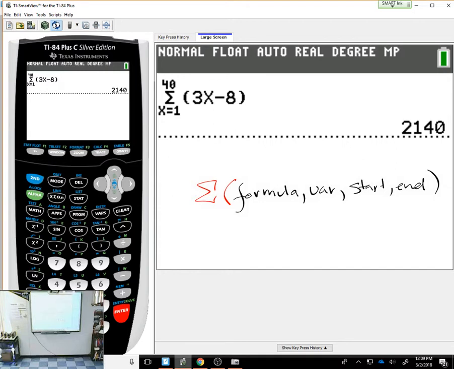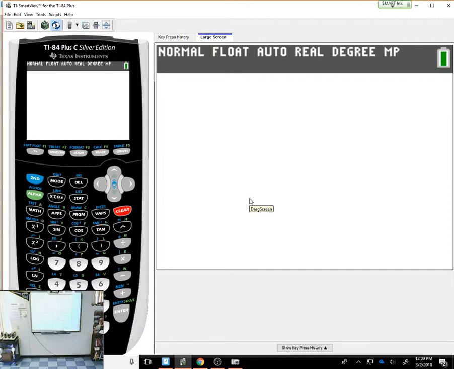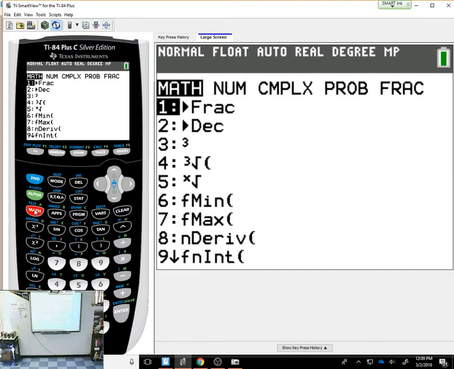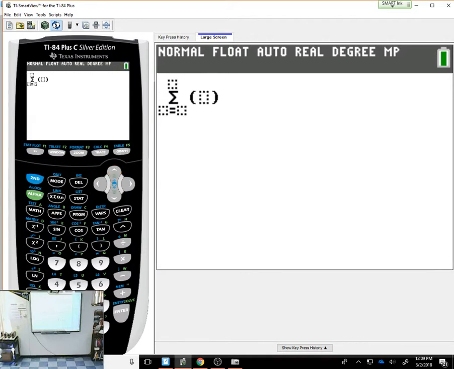All right, you guys ready? Find a button that says Math. Push up, and you'll find 0 says summation sigma. Do you see it? Press 0 and it's going to spit out a template. Put 70 up here.